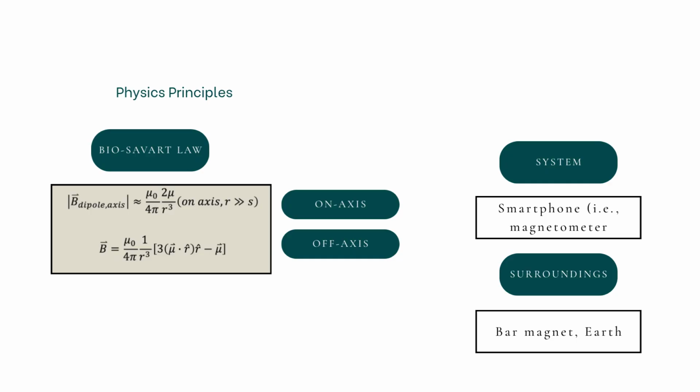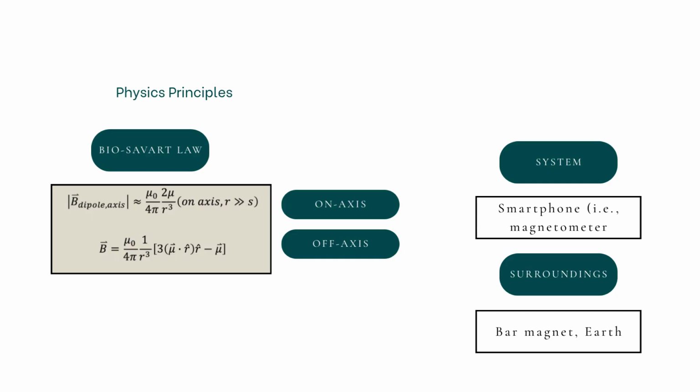For a bar magnet, this leads to a dipole model where the magnetic field decreases with distance and has different expressions depending on where you measure it along the axis of the magnet or off to the side. Along the axis, the magnetic field points straight along the axis and follows an inverse cube relationship with the distance. Off axis, the magnetic field becomes more complex because it depends on both the distance and angle relative to the magnet, involving multiple vector components.